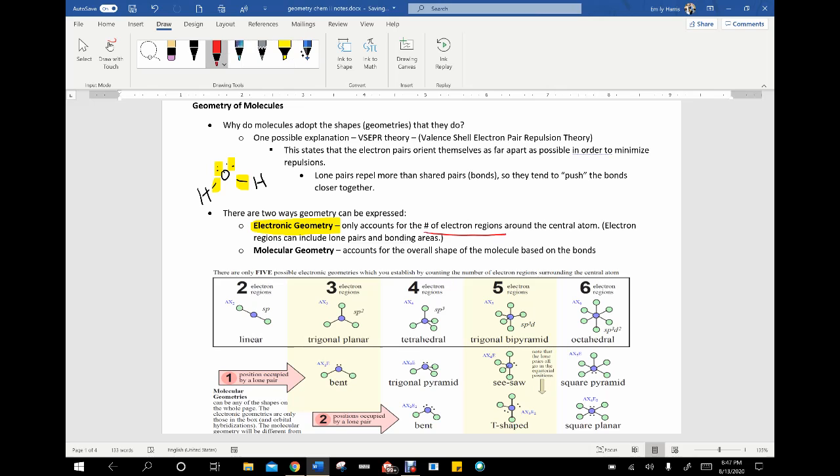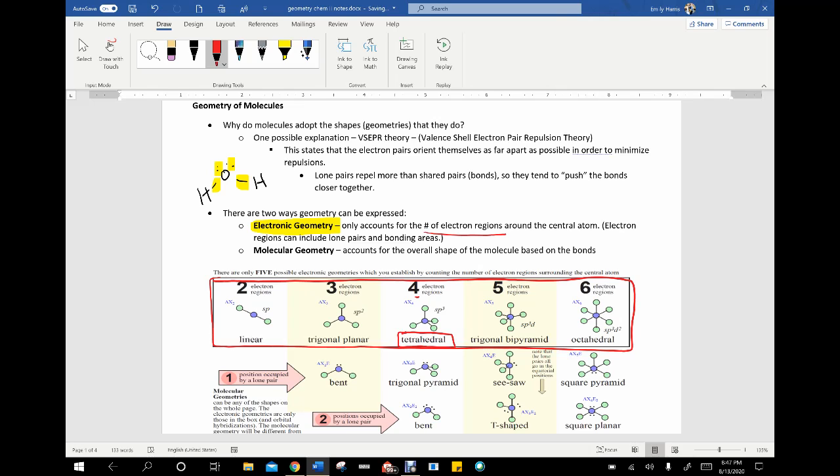The way we classify electron regions is in this top box on your chart. This top row gives us the distinctions for classification by electron region. So if you have 4 electron regions, electronically you have a tetrahedral shape, tetra referring to 4.